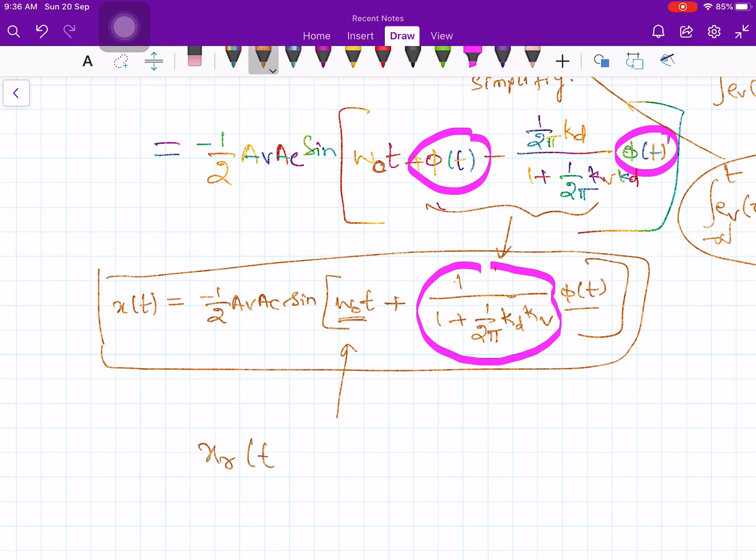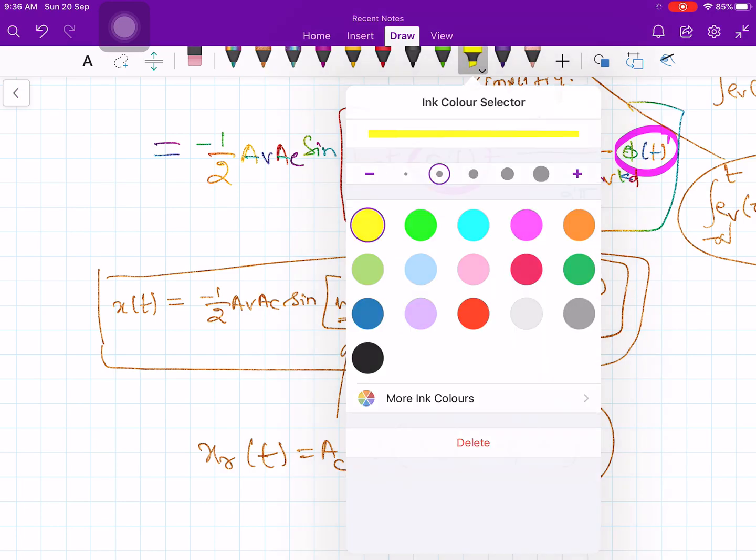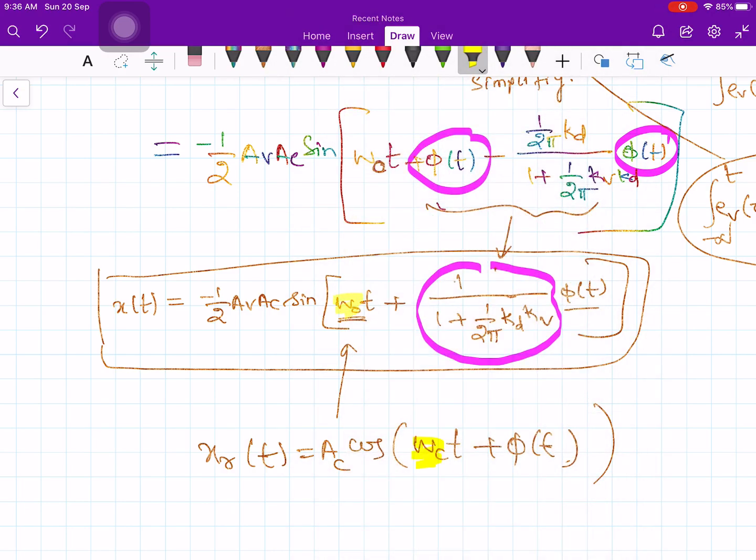x r of t is equal to A times AC times cos of omega ct plus phi of t, right? Now instead of omega ct I have omega naught. Instead of cos I have sine function. Forget about this constant. Okay, this is not an issue. Minus 1 by 2 AV AC, and this AC is not an issue. After all, it is a magnitude of the signal. But now the beauty is, here I have phi of t, but here the phi of t is multiplied by this guy.